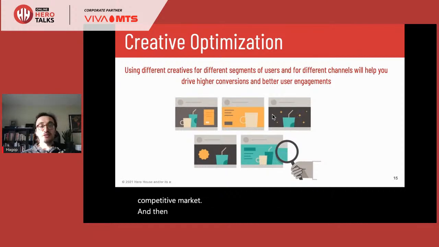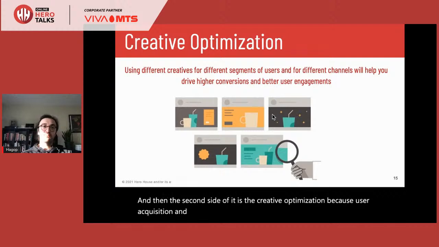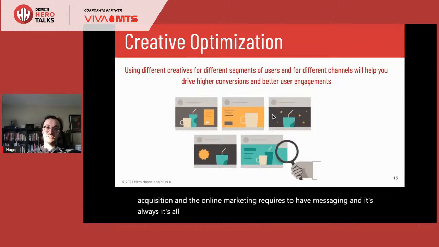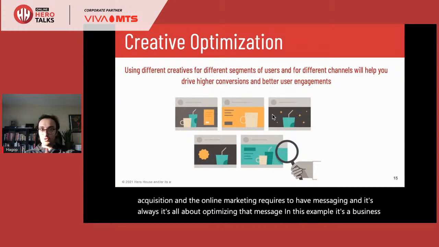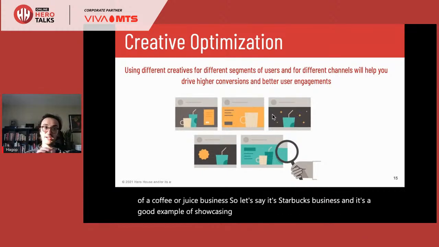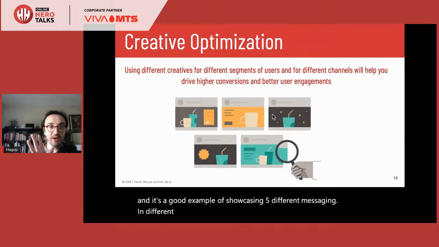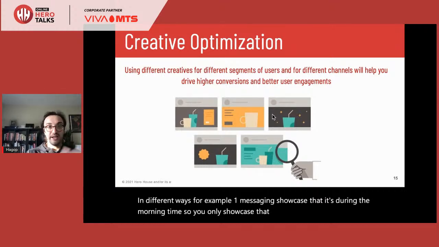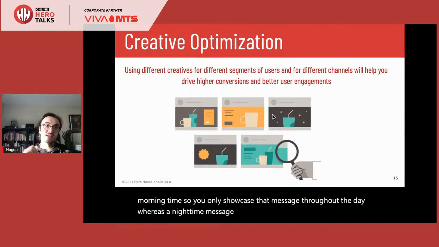And then the second side of it is the creative optimization. Because user acquisition and online marketing require messaging, and it's all about optimizing that message. In this example, it's a coffee or juice business. So let's say it's a Starbucks business, and it's a good example of showcasing 5 different messages in different ways. For example, one message is shown during the morning time, so you only showcase that message throughout the morning, whereas a nighttime message, you only showcase at night.